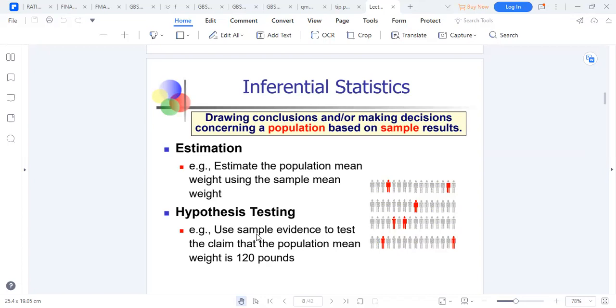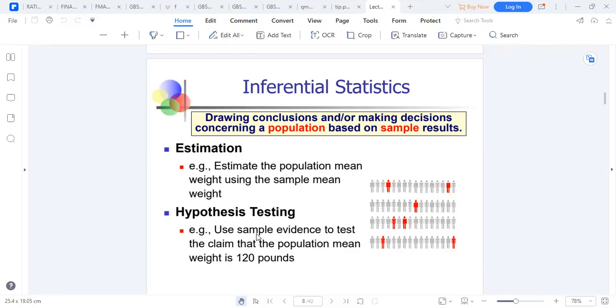Convenience is where you are going to select your individuals because they happen to be accessible to you as a researcher. It's very cheap because you conveniently position yourself. We also have what we call purposive sampling, which is also called judgment-based sampling, which involves you using your discretion and expertise to sample the most useful elements of the sample.